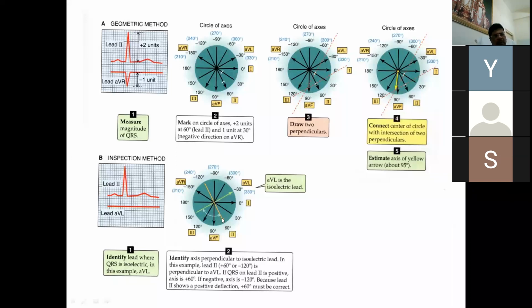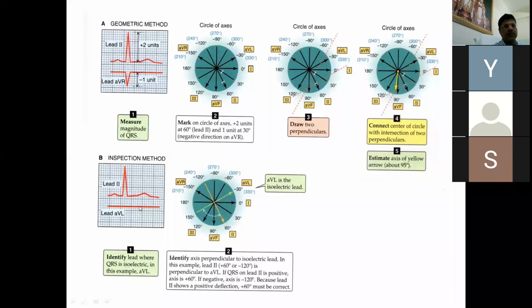So I'll repeat the inspection method. In the inspection method, what you do is you look at all the ECG leads. Where is QRS flat? That means there is no recording. So in the example here, in AVL, there is no QRS complex.